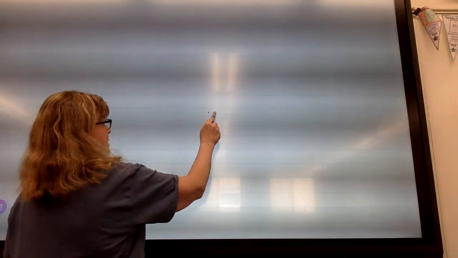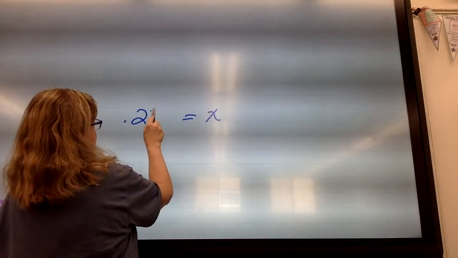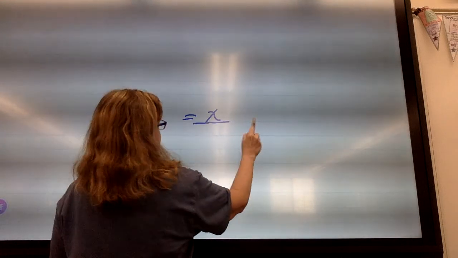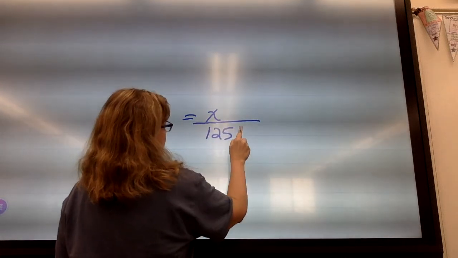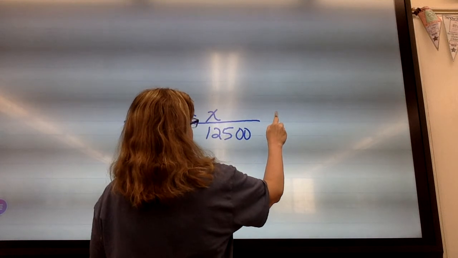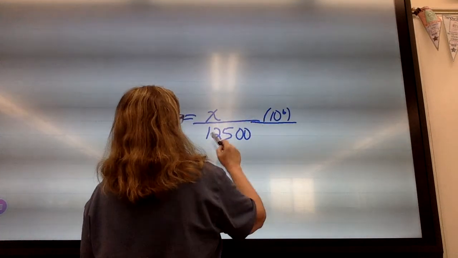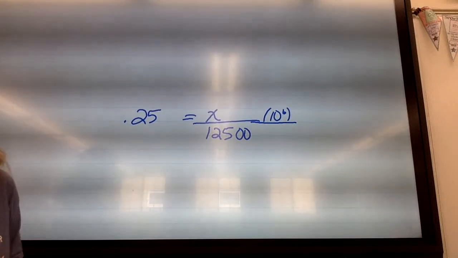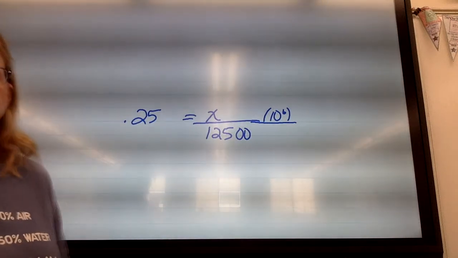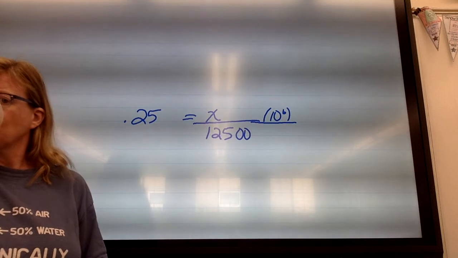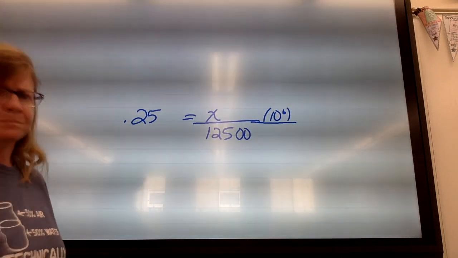Let's put x up here. 0.25. Let's put this 2500. And again, let's have this up here, 10 to the 6. That's in the numerator. Okay, so solve for x. Move things around. And I'll show you a shortcut in a minute.